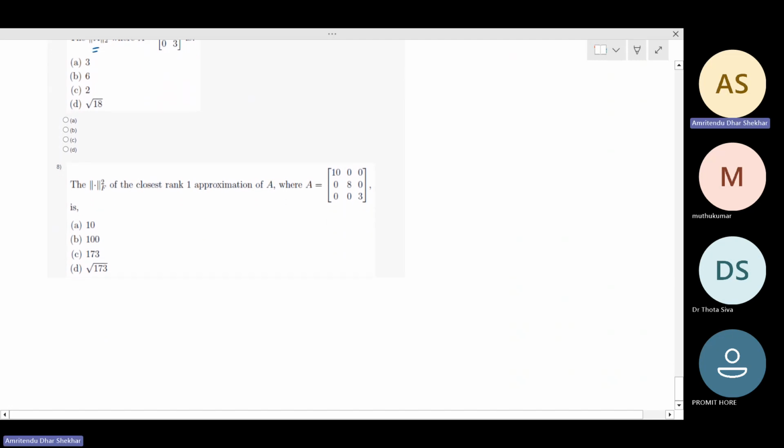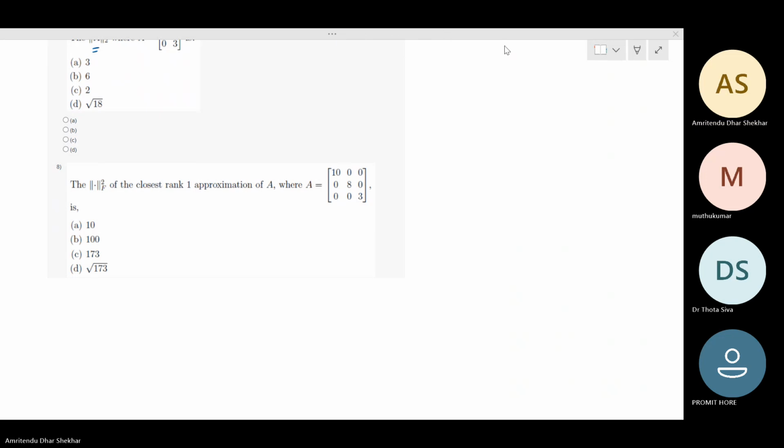The eighth problem requires computing the closest rank one approximation of A. Again, A is a diagonal matrix, so this is a trivial computation from what we have discussed today.